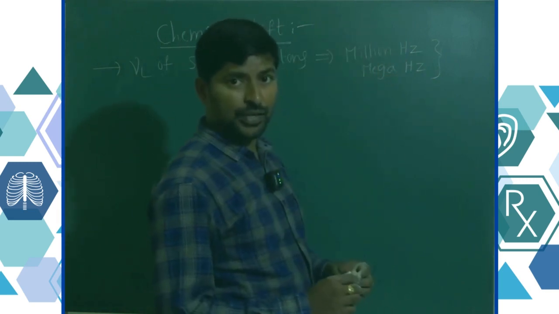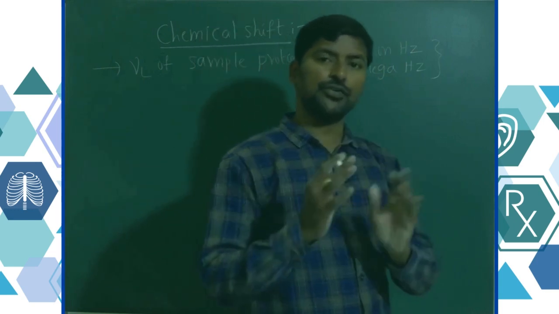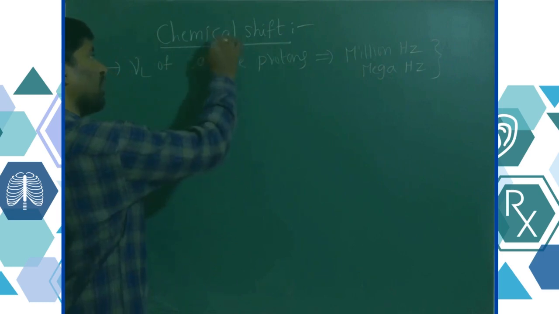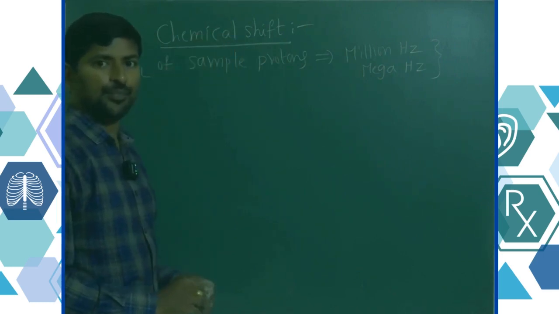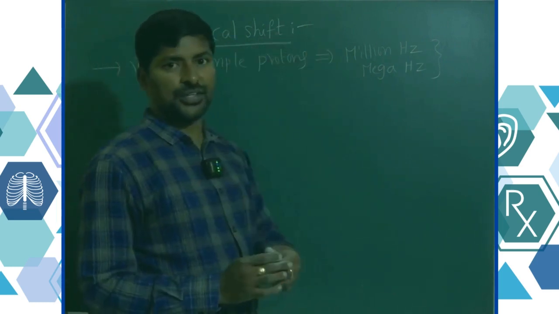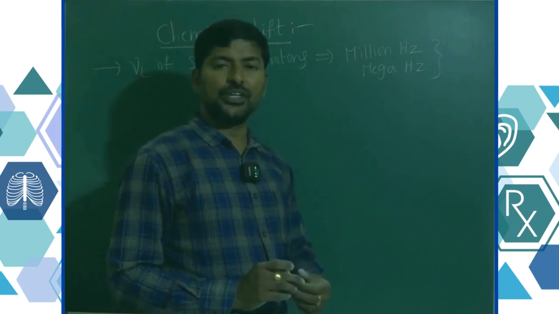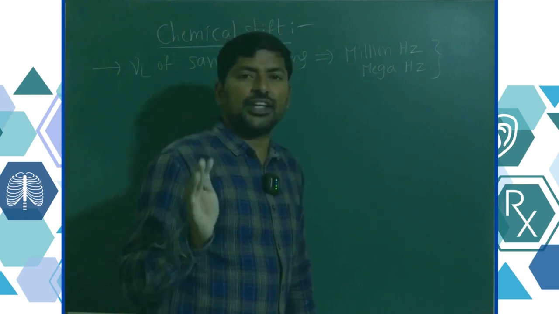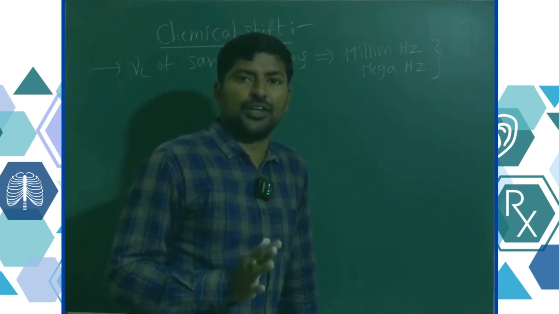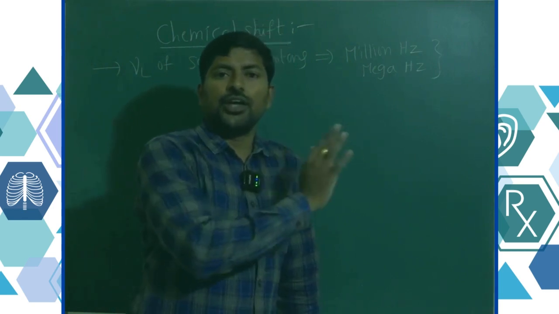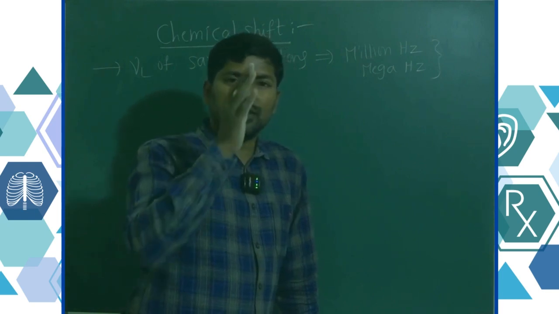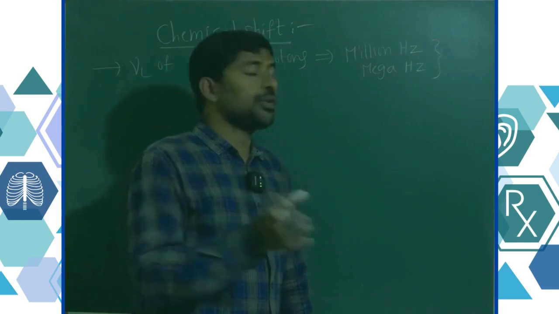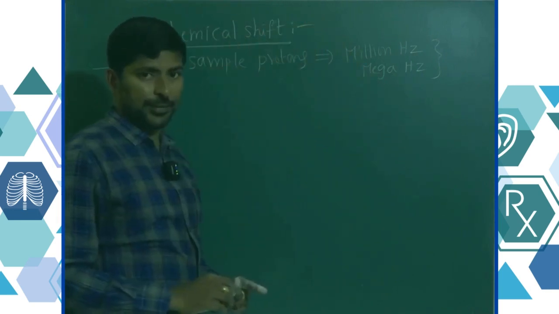So in order to convert that number into small numbers, we use the concept of chemical shift. We cannot give absolute precessional frequencies. Instead, we give precessional frequencies by taking a reference proton frequency. The difference between the precessional frequency of sample protons and the reference proton is called the chemical shift.